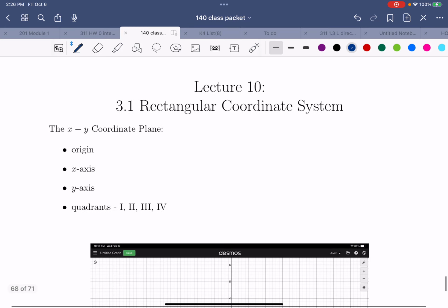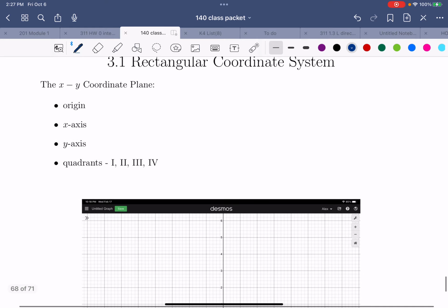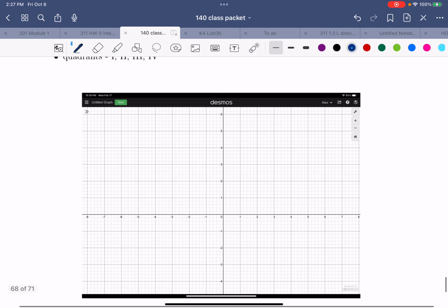Hi all, this is lecture 10 on section 3.1, the rectangular coordinate system. This is where we get into our traditional graphing in two dimensions. The XY coordinate plane that we describe here is exactly what you see in my picture.